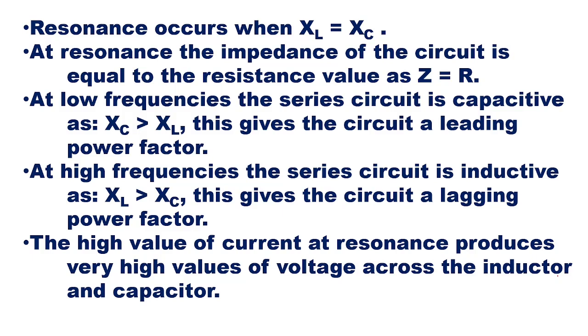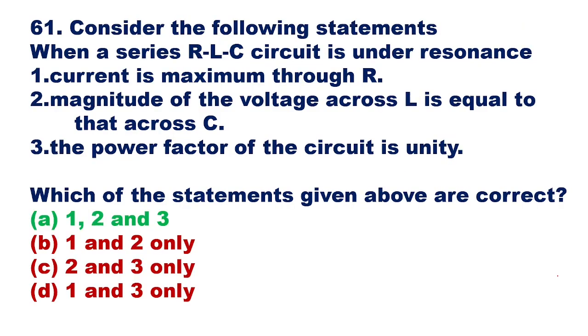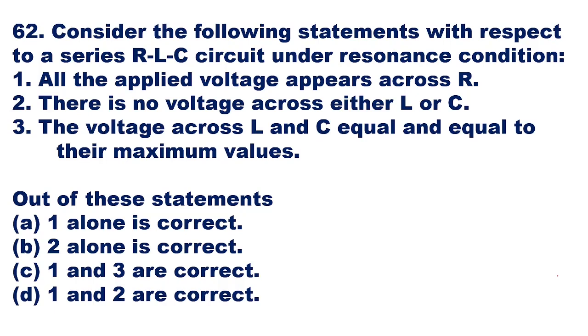The high value of a current at resonance produces very high values of voltage across the inductor and capacitor. Next point, since net reactance is zero, circuit becomes purely a resistive circuit and hence the voltage and the current are in the same phase. So the phase angle between them is 0 and therefore cos of 0 is equal to 1. Therefore power factor is unity. So here you can see for the first question, option A, that is first statement, second statement and third statement are correct. So 1, 2 and 3 are correct. So option A is the right answer. Then we'll go to the next question.